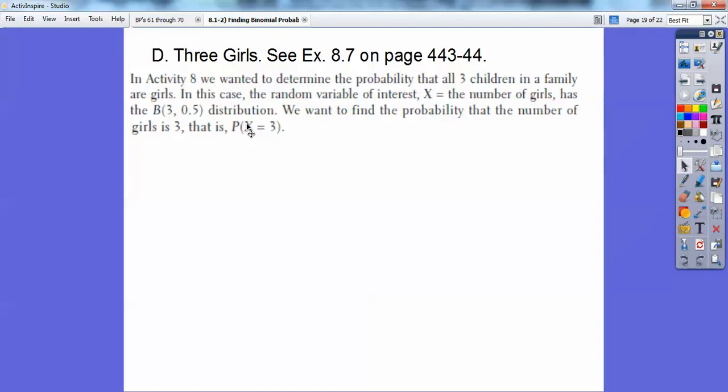We want to find the probability that the number of girls equals 3. So this one's a PDF, equals 3. You're going to punch that in, and if it's 50-50, you get about 12.5% of the time it's going to be all 3 girls. I'll let you finish that one.